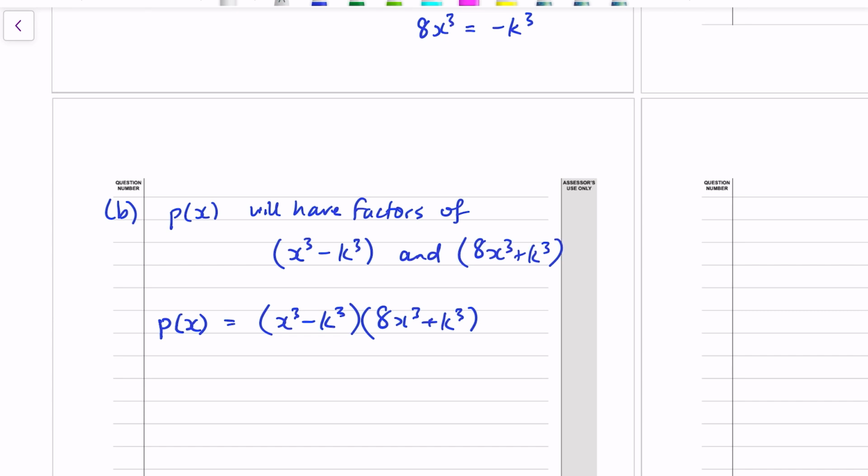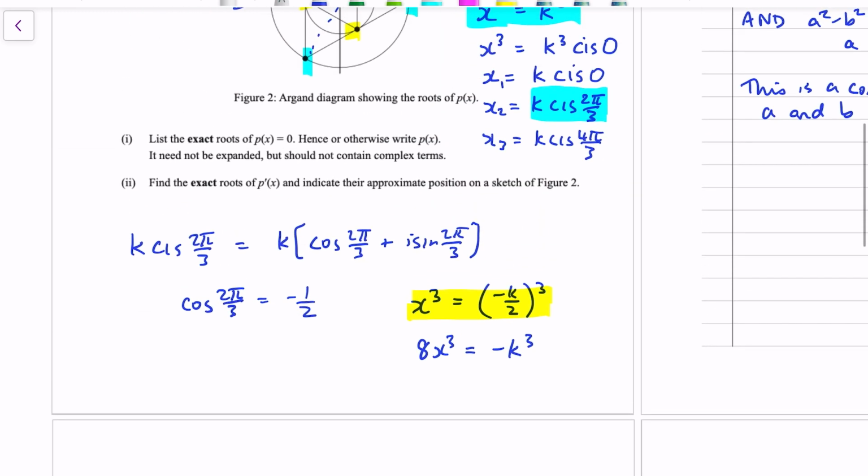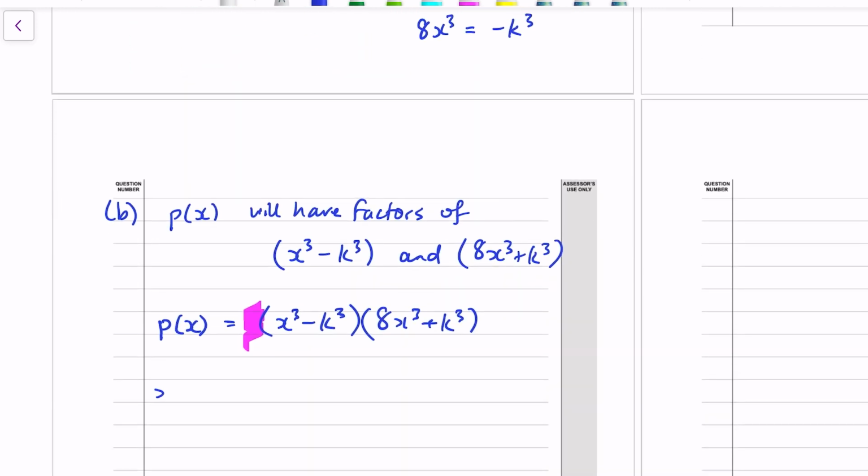Technically speaking, we could have a constant in the front of that and it wouldn't change the solutions to the problem. And the question did ask to list the exact roots of this equation. I've already got 3 of them when I used de Moivre's theorem to solve x cubed equals k cubed. So let's just write those ones down. x1 equals k, x2 is k cis 2 pi over 3, and x3 was k cis 4 pi over 3, which you can write as k cis minus 2 pi over 3 as well.